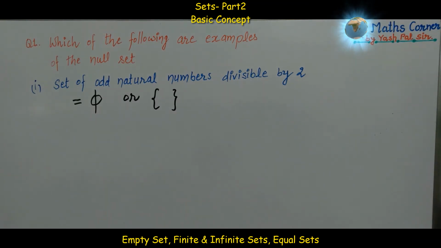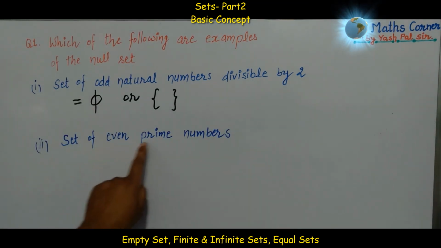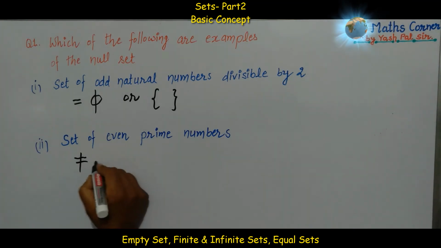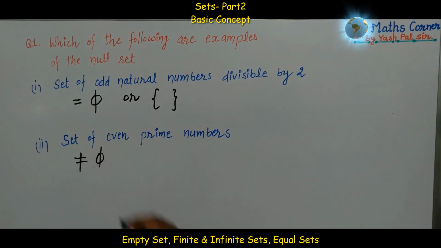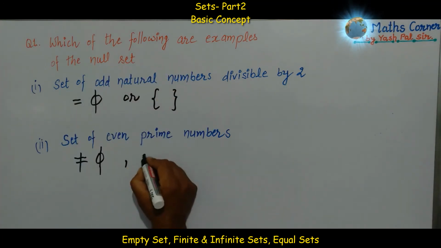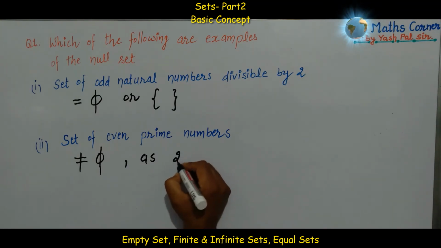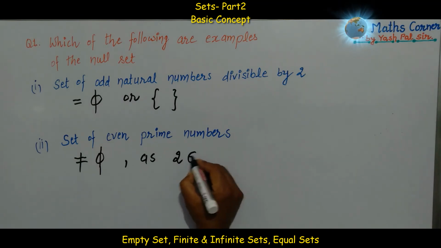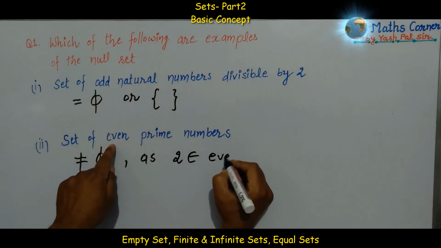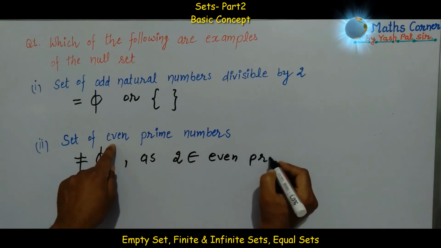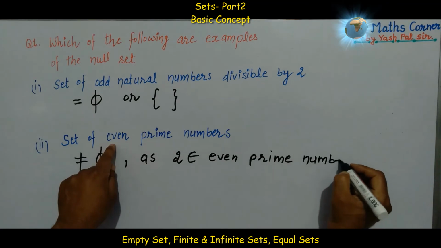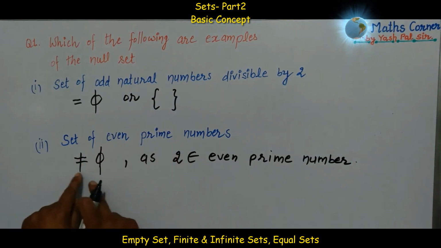The second part is the set of even prime numbers. Here this is not equal to phi. This is not the null set. Why? Because as we know, 2 is an even number and 2 is also a prime number. 2 belongs to the set of even prime numbers. So that's why we say that this collection is not the null set.